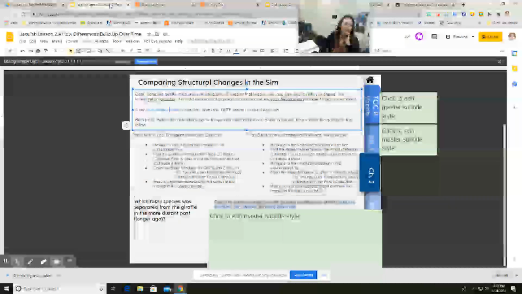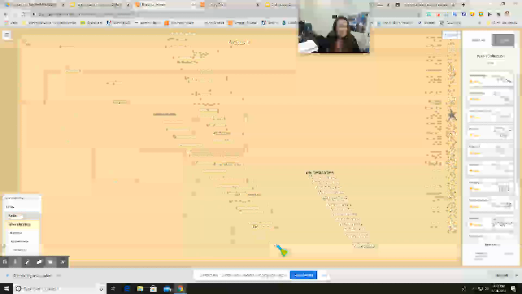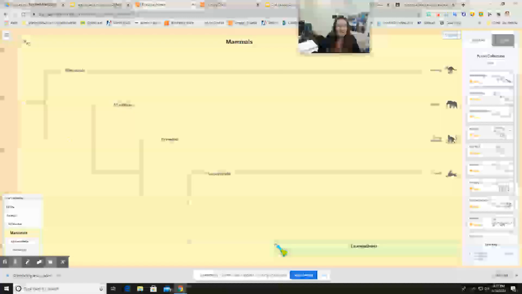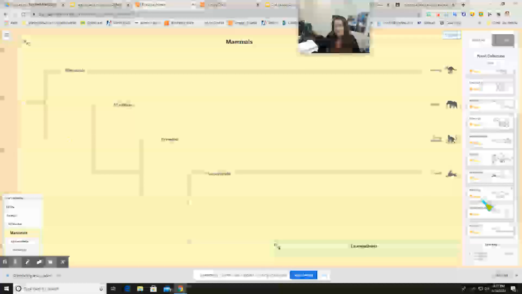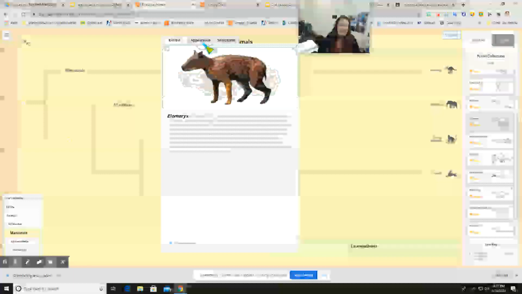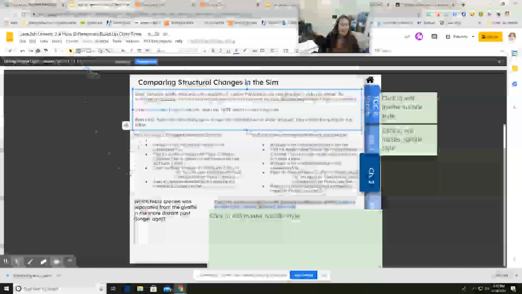And then you're going to compare the giraffe and the Elamerex. So you've got to find the giraffe. Go down to vertebrates, go down to mammals, and you need to find your giraffe and your Elamerex. Where's the Elamerex? There it is. So click on that study button so that you can see it. Check out the appearance and the structures. So this guy and the giraffe, they have a common ancestor, okay? And that's what you're going to be comparing.